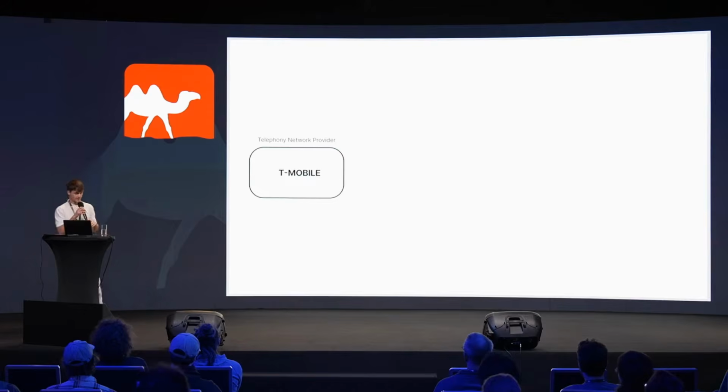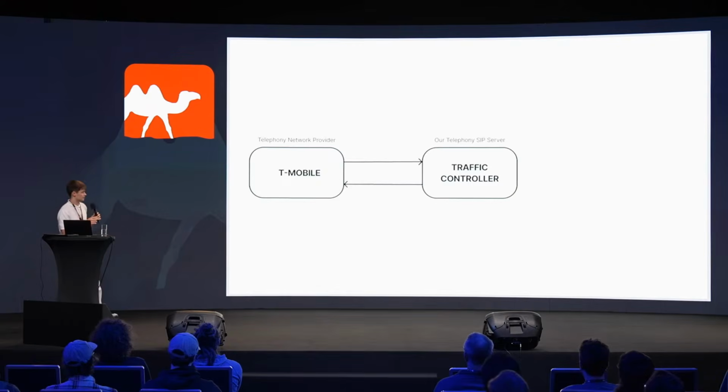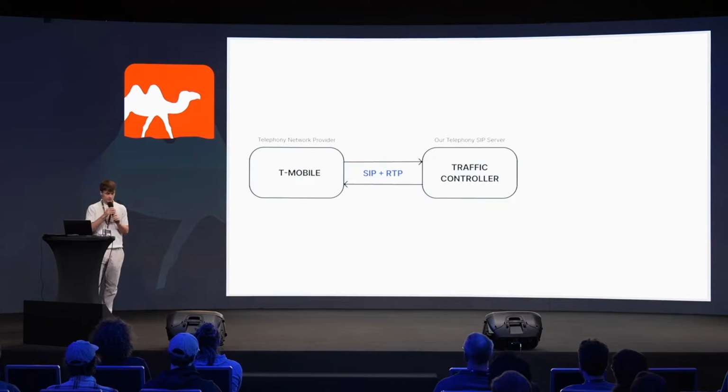So just to give you the high level view of where those protocols are, this is the very high level perspective of the infrastructure. We have a mobile network provider like T-Mobile, then our internal SIP telephony server, and we're talking about communication protocols here. Those are connected with SIP and RTP, which are also implemented in OCaml, but we're not going to talk about them.